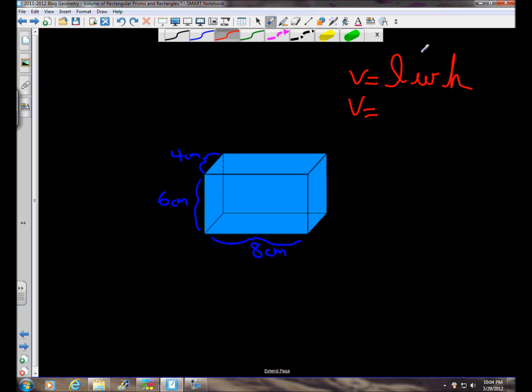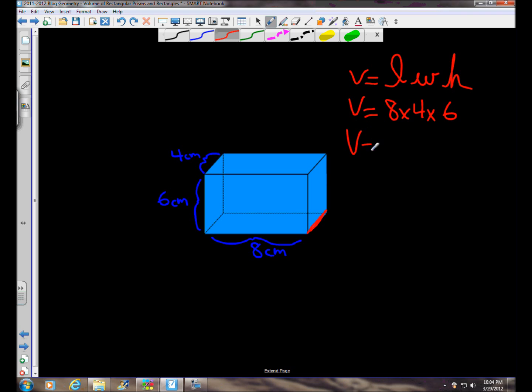So we'll take our length, and our length is here, 8. So 8 times our width, and our width would be here. You could also look at this edge, it would be the same. 4 centimeters times the height of this container, this rectangular prism, would be 6. So there you have it.